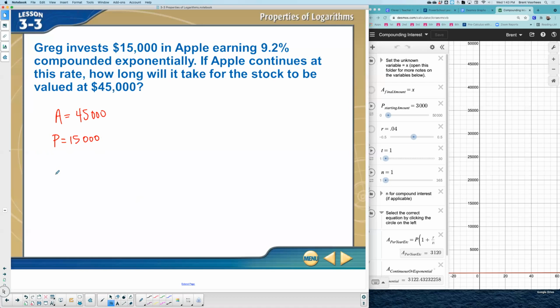Next, rate. 9.2%. And to cancel the percent, we divide it by 100. We can type that in. Time. How long will it take? That's our x. We don't know. And again, for Desmos, the variable leave as x, just like last problem.